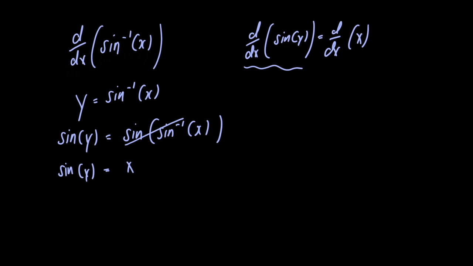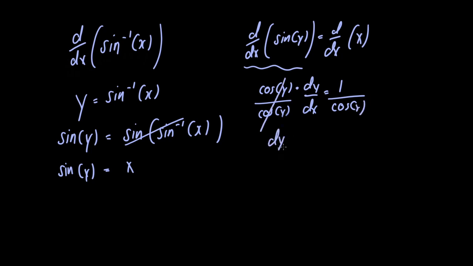Notice here we have a function in terms of y and we want to differentiate with respect to x, so we're going to have to implicitly differentiate the left hand side. So we're going to have cosine of y multiplied by dy over dx, and the derivative of x with respect to x is just 1. Let's divide both sides of this equation now by cosine of y. So these two cancel, so we just have dy over dx is equal to 1 over cosine of y.